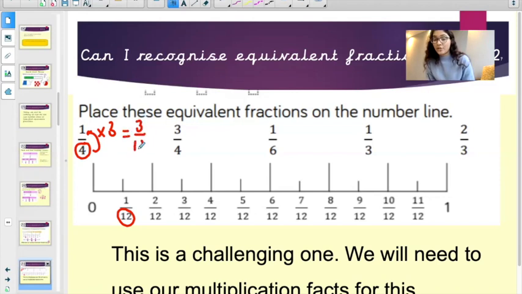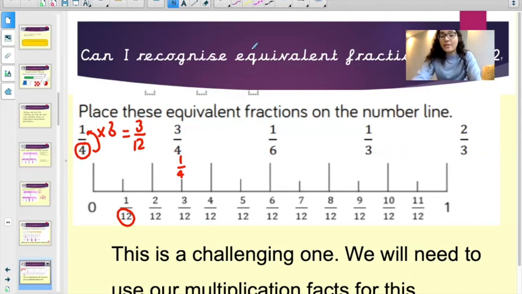So the new fraction I'm working with is 3/12, or actually the equivalent fraction, a fraction that is the same as a quarter, is 3/12. So what you would do then is put a quarter where I see 3/12 because they're the same thing. All you've done is change a quarter to 3/12 by multiplying the top and the bottom numbers by 3. So they are equivalent. Let's give you another example.